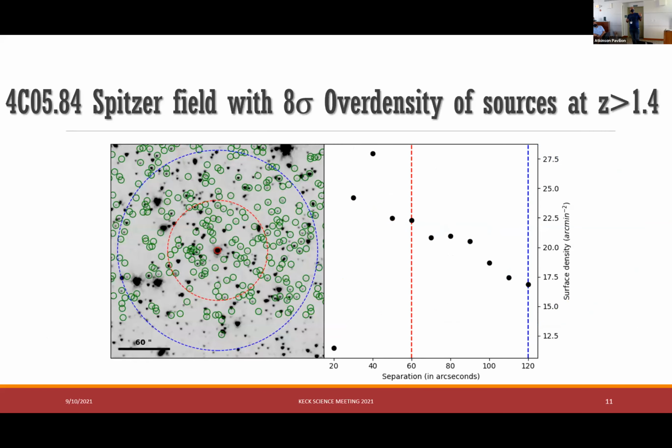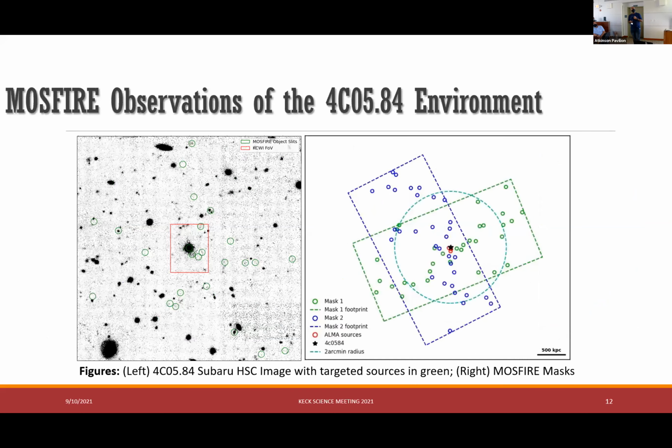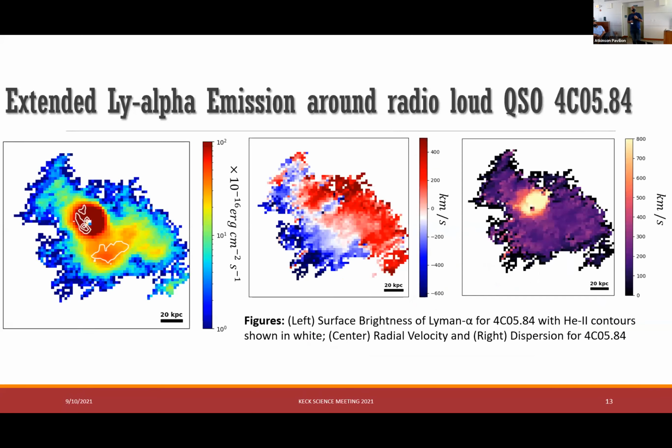We did this for another quasar, which shows an even greater 8 sigma overdensity of sources. We did the same procedure. This image is now from Subaru Hyper Suprime-Cam, and we had 2 masks for this for MOSFIRE. We again detect an extended Lyman alpha emission, but now this nebula does not have the extreme radial velocities that we saw with the other quasar. In fact, we see this region here, which is exactly at the redshift of the quasar, and that is where we see peak helium emission for this quasar, which is this contour outline here.